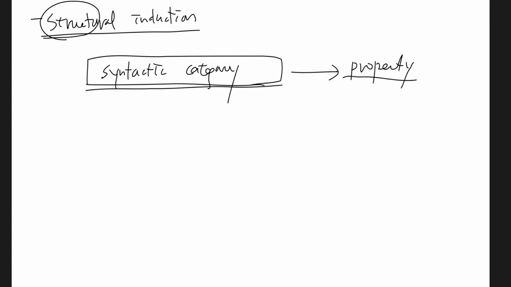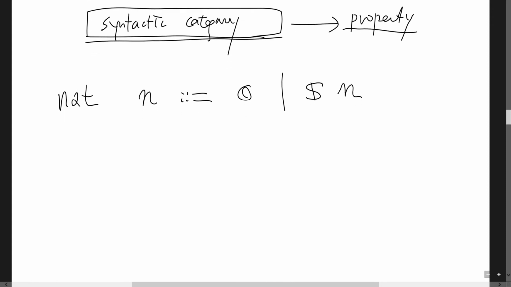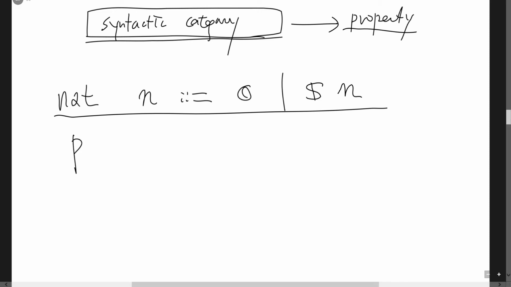So an example suffices to show how this technique works. So let's just do an example. Previously, we defined this syntactic category NAT for natural numbers, which is defined as either symbol 0 or successor of another natural number n. So this is a syntactic category defined inductively, and we'd like to prove some property P holds for every natural number.